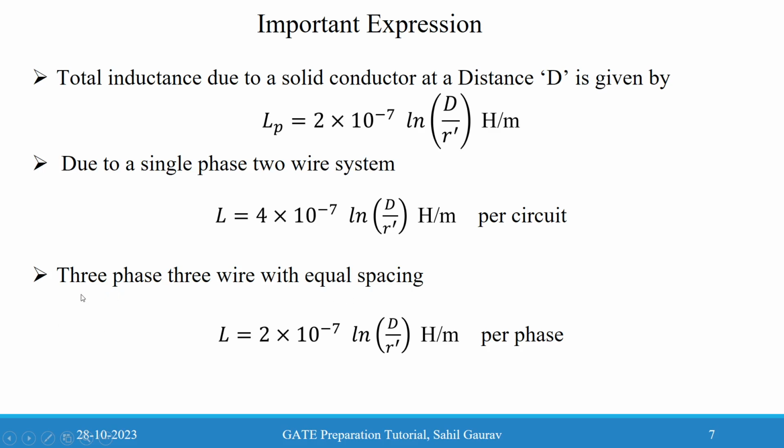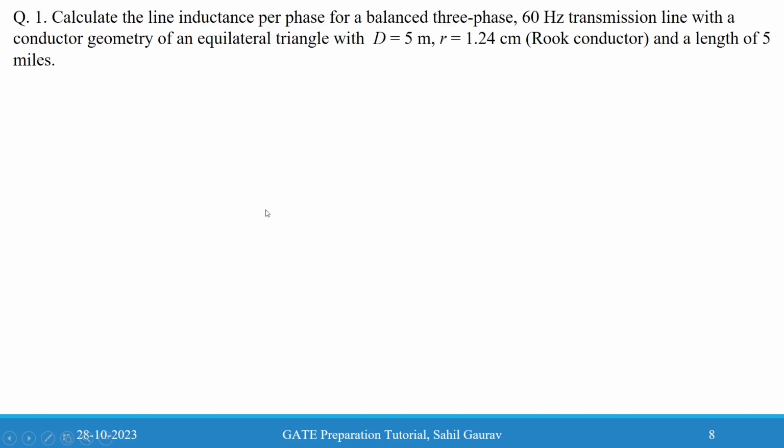And now for this three phase three wire system with equal spacing, you will get the same inductance expression as for the single solid conductor: 2 into 10 to the power minus 7 ln d divided by r dash Henry per meter. That is per phase, like for A phase, B phase, C phase, all are equal. And we have considered the symmetrical spacing or equal spacing. So let us solve the first problem.